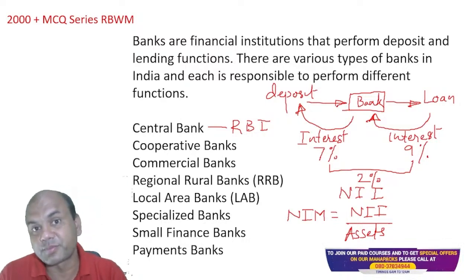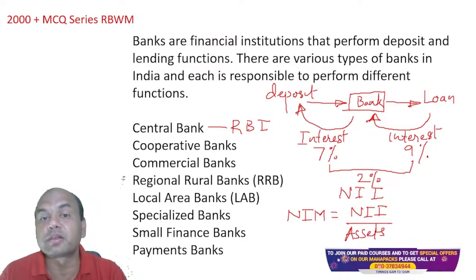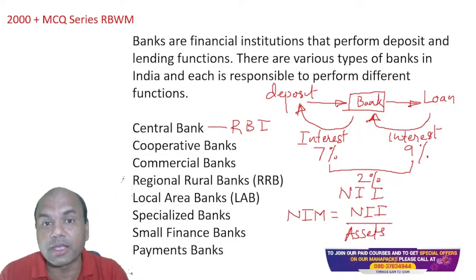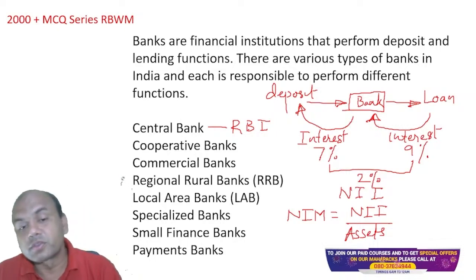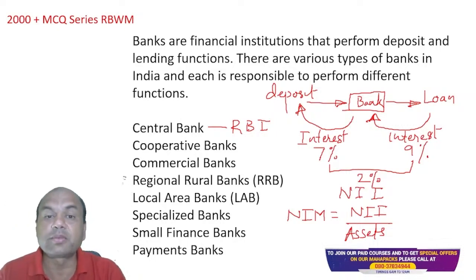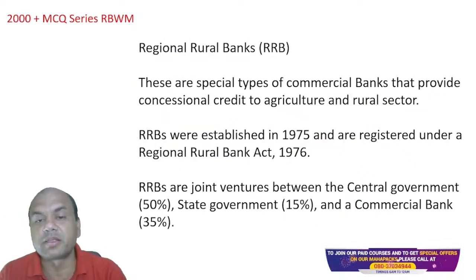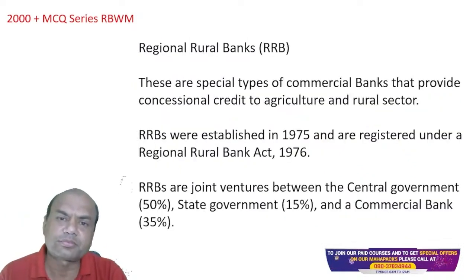Plus, there are others which are not added over here. Investment bank is not added over here because that's a totally different feature, but it's also a part of banking. So that is one part: what is a bank and what are the types of banks. Now, importantly, what is asked in the exam is RRB. They always ask you about RRB.